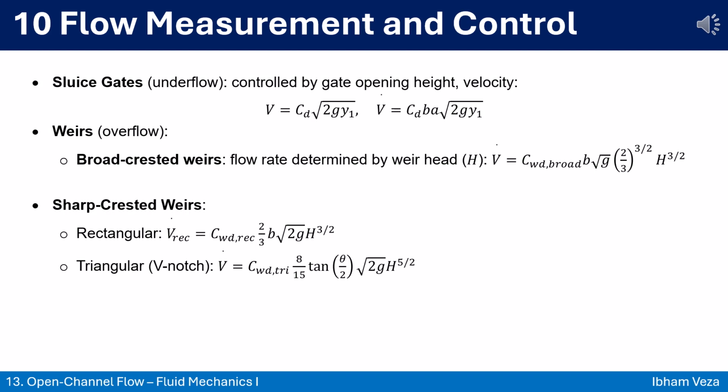Sharp-crested weirs offer more refined control. The rectangular type has a familiar form. V-rec equals C_WD rec times 2/3 times B times the square root of 2g times H to the power of 3/2. The triangular or V-notch weir introduces angular geometry for precise low-flow measurement. Its formula, V equals C_WD triangle times 8/15 times tangent of theta over 2 times the square root of 2g times H to the power of 5/2. The sharper the notch, the more sensitive it is to small changes in flow.